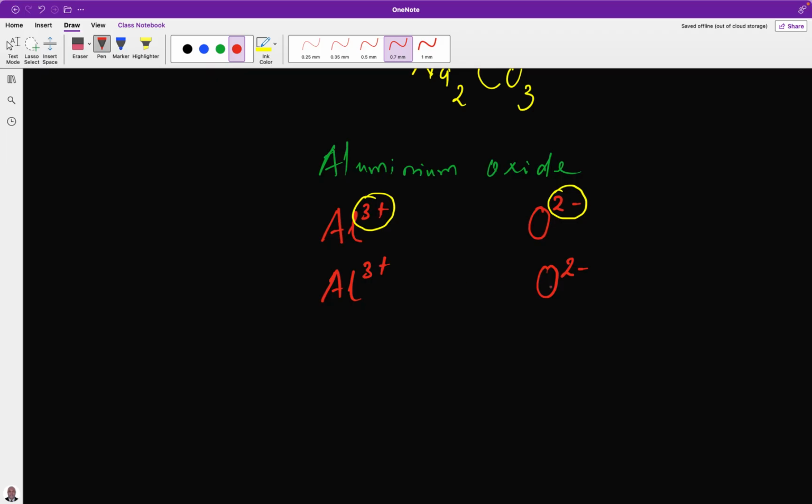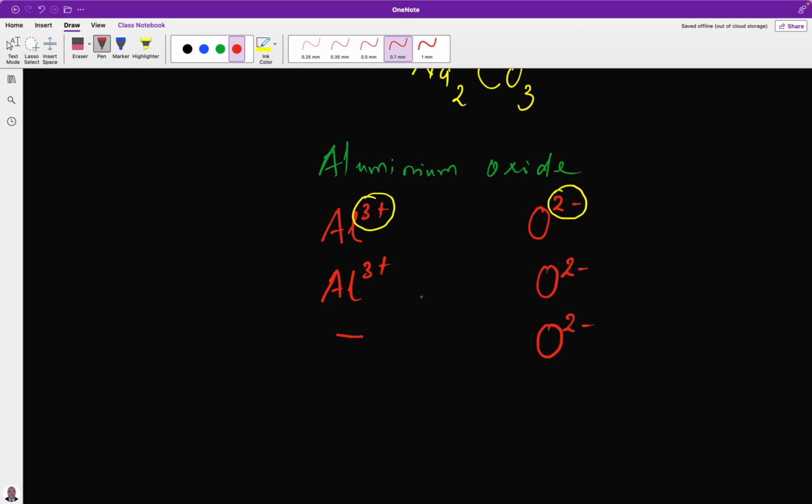Now we have added, now there are 6 plus. Now there are only 4 minus. What do we do here? We cannot add here, but let's add another ion here. 2 minus plus 2 minus plus 2 minus. There are 6 minuses and 3 plus plus 3 plus, there are 6 plus. So this one can balance.